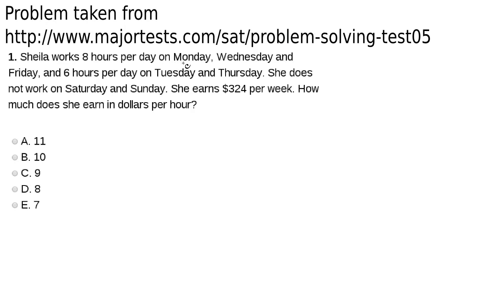I've got to finish reading the question, but I'm already being reminded of similar problems I've seen, as far as somebody working a certain number of hours per day or at a certain rate. She works 8 hours per day on Monday, Wednesday, and Friday, and 6 hours per day on Tuesday and Thursday. She does not work on Saturday and Sunday. She earns $324 per week.